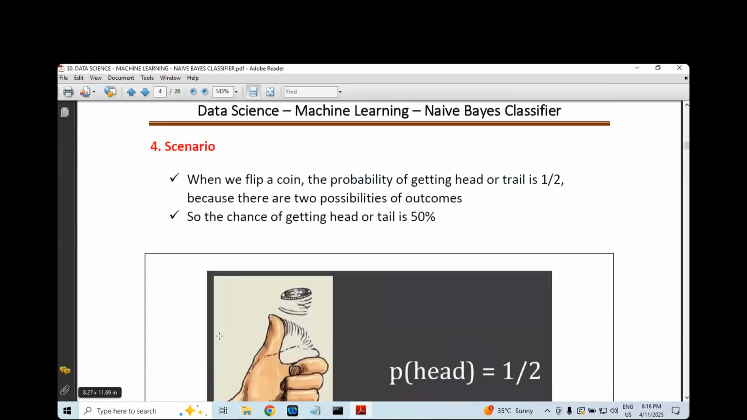Now, let us take a few scenarios. When we flip a coin, the probability of getting head or tail is 1 by 2. Let me repeat again. When we flip a coin, the probability of getting head or what exactly? Tails is 1 by 2, because there are 2 possible outcomes actually. I hope you know how to flip a coin. Since our childhood, we know this game very well. So the chance of getting head or a tail is 50% actually.